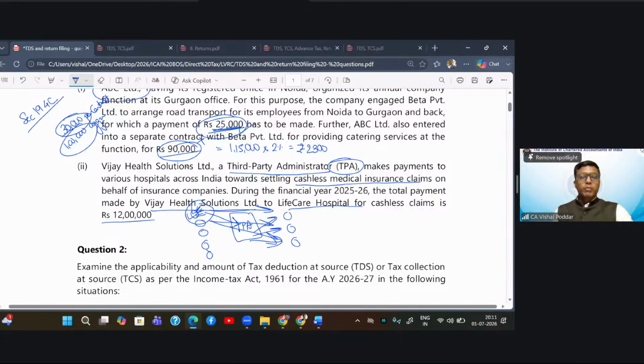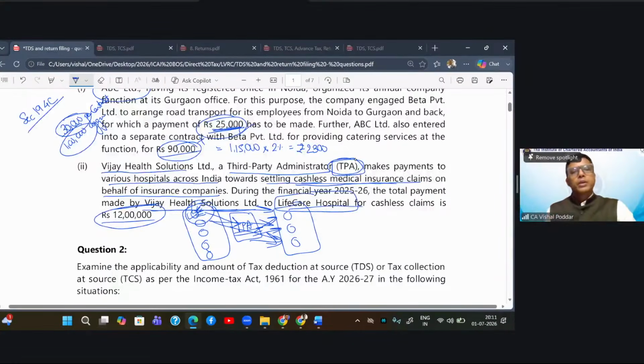So here, Vijay Health is not a hospital, it is a TPA. As I showed in the diagram, it is someone in between the hospital and the insurance company. What it is doing is making payment to various hospitals for their claim settlement on behalf of the insurance company. So the hospitals do not have to go to the insurance company. The TPA does this for them. So the TPA is a specialized agency connecting the hospital with the insurance company. Now, during this financial year, the total payment made by this TPA to one of the hospitals is 12 lakhs.